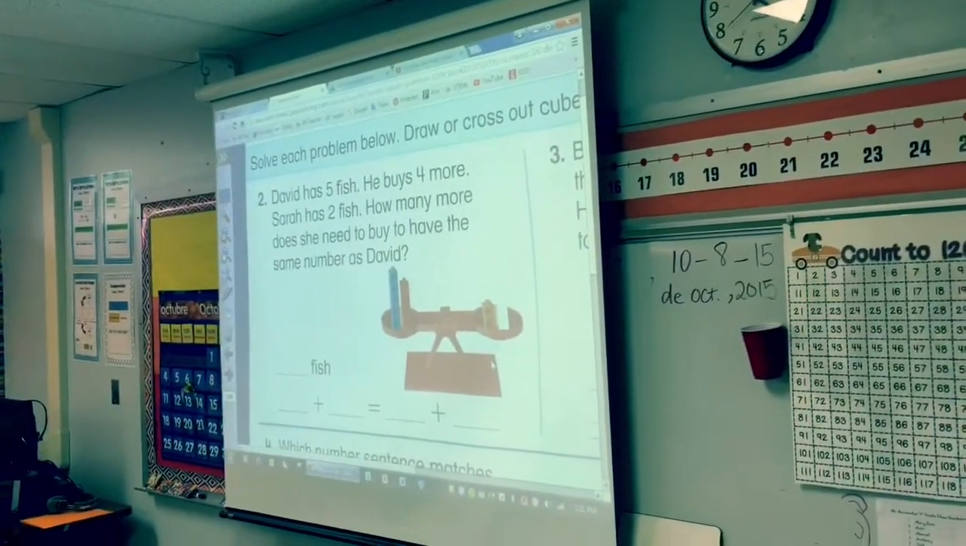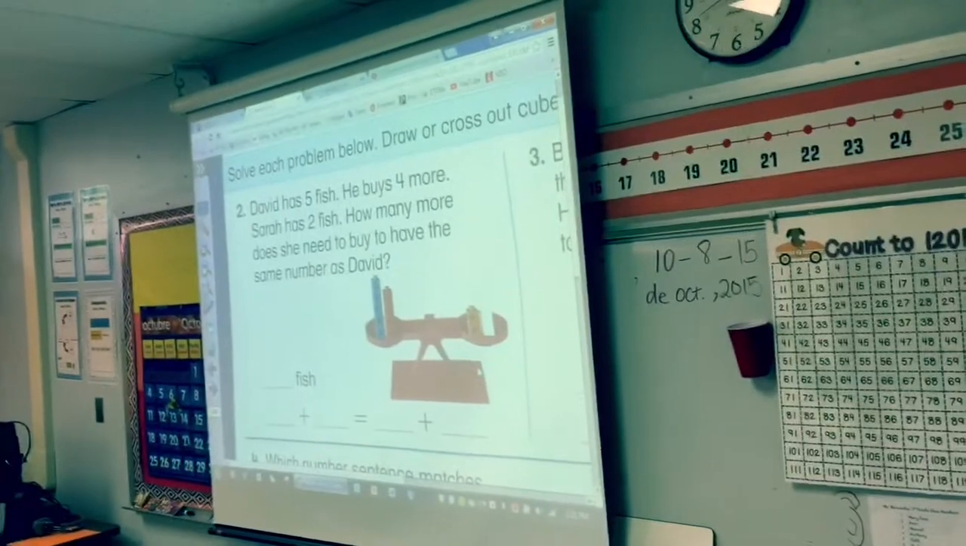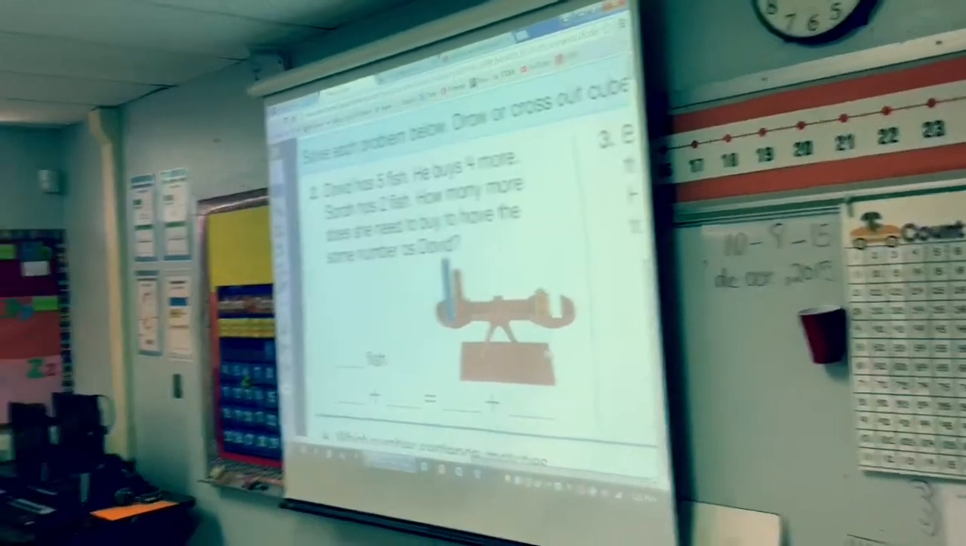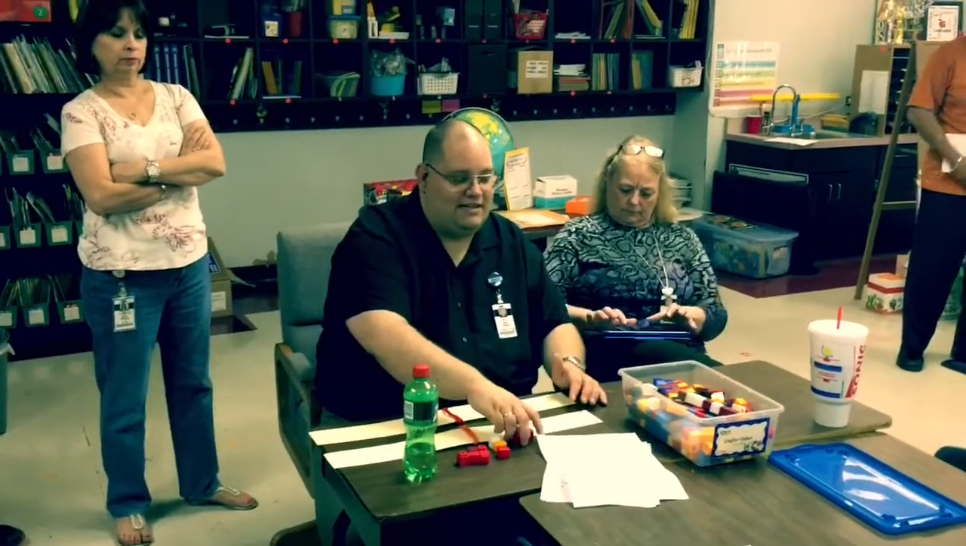So then step 2 is, who am I talking about in the problem? David and Sarah. So that tells me I need 2 sentence strips with a pipe cleaner. So now I have David and I have Sarah, right? So that would have been the first step. I skipped that. So then David has 5 fish, and y'all told me that that's a part.